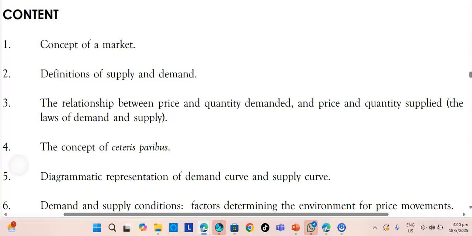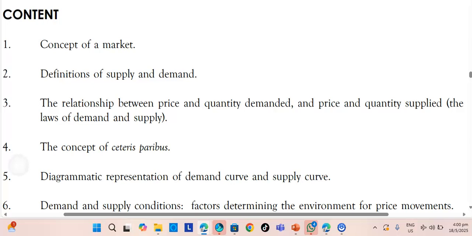Now, let's look at the law of demand and supply. The law of demand states that when the price of a good or service increases, the quantity demanded decreases. And when the price decreases, the quantity demanded, what happens? It will increase. Let's look at the law of supply. When the price of a good or service increases, what will happen to the quantity that is supplied? It will increase. When the price decreases, the quantity supplied will decrease.